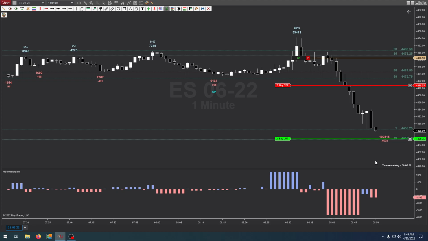I already moved it once. Supply's coming in. I'm not going to move it a second time. Right now this level here is acting as support. So my original target was hit. Need some supply to come in.